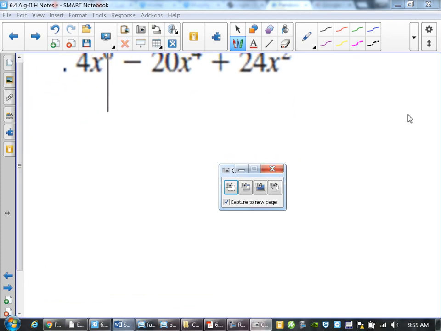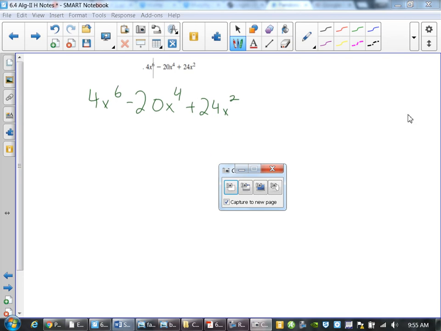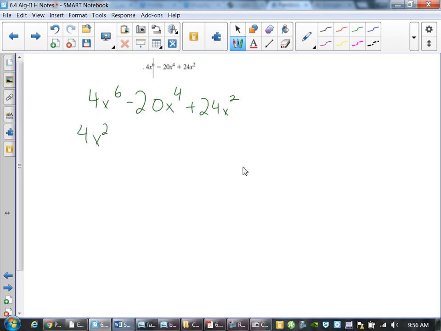This is 4x to the 6th minus 20x to the 4th plus 24x squared. Let's factor that. First rule of factoring is always to do what? GCF. What's my GCF? 4x squared. Good. Take out the 4x squared, and I have x to the 4th minus 5x squared plus 6.